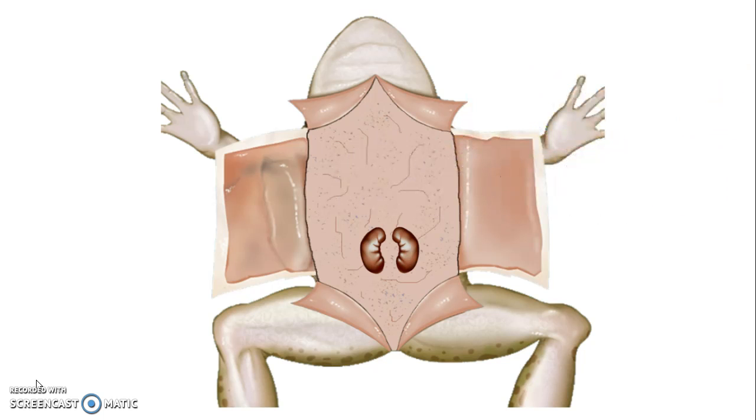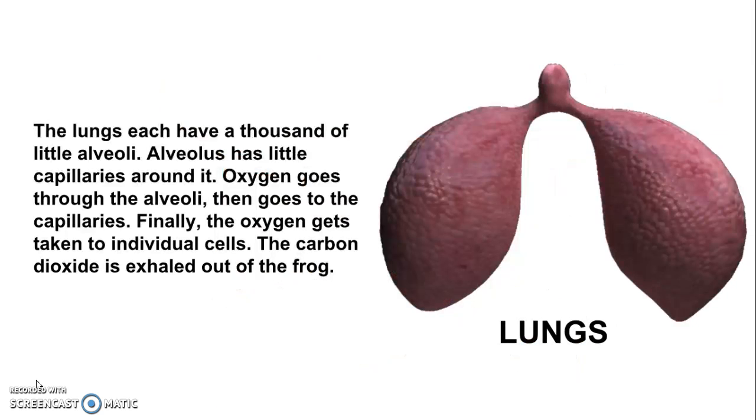Now we get the lungs of the frog. So the lungs each have 1,000 of little alveoli. Each alveolus has little capillaries around it. Oxygen goes through the alveoli, then goes to the capillaries. Finally, the oxygen gets taken to individual cells, and the carbon dioxide is exhaled out of the frog.